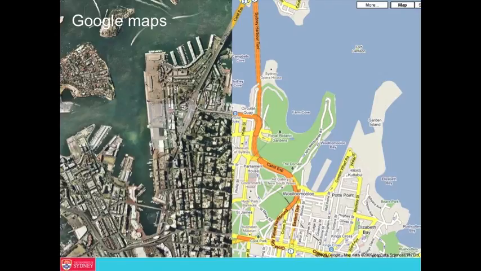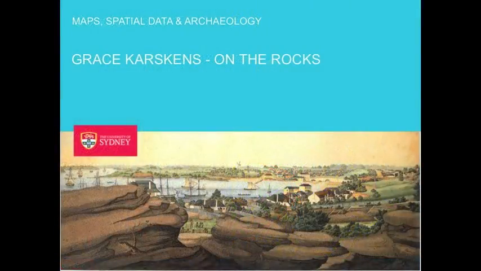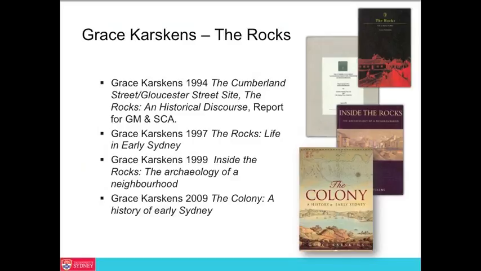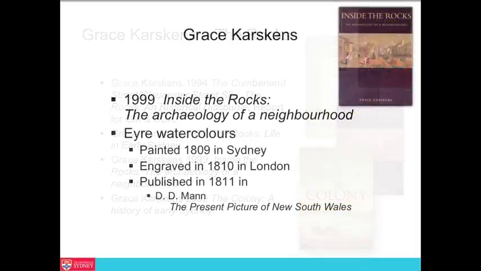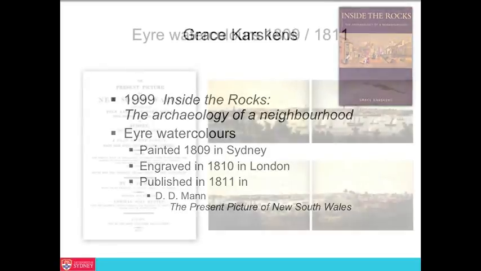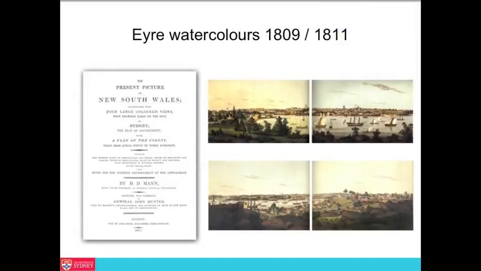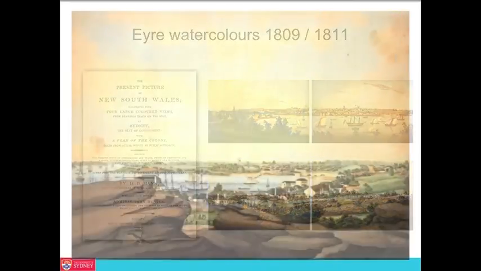So let's have a look at what might happen, or what has happened, when this confronts historical inquiry. And I'd like to use this example. I have great fun talking about this with Grace Karskens, who's focused a lot of her research, obviously, on the Rocks, and worked very closely with Kate Logan on the Cumberland Gloucester Street site excavations. And inside The Rocks, she uses explicitly the Eyre watercolours which were published in Mann's Present Picture of New South Wales.